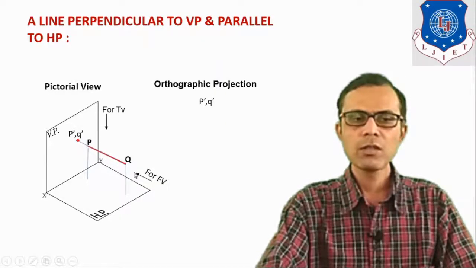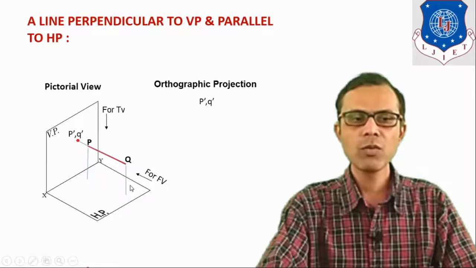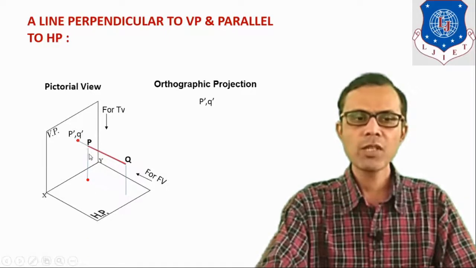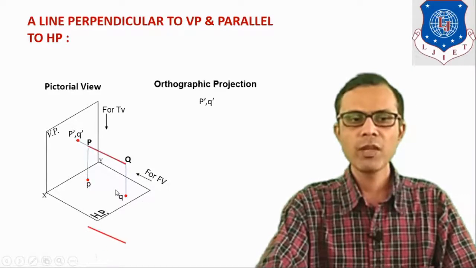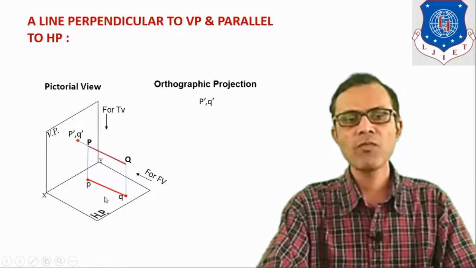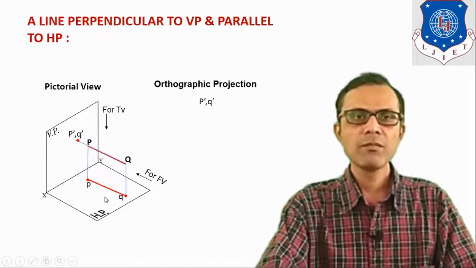Now projector from end Q, so projection of this end P is shown here. It will look like this here as a point, and it is Q over here. Now PQ, when you join it, the same line with same length can be seen on HP, that is the top view for the given line PQ.